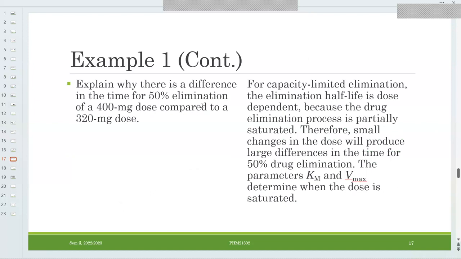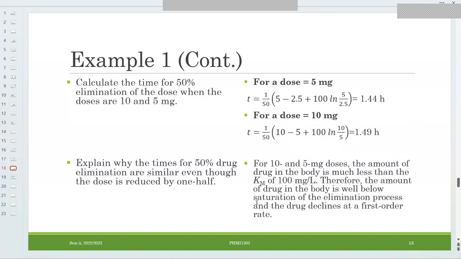Okay, so what is the explanation? It is capacity limited elimination. The half-life is dose dependent because the drug process is partially saturated. Therefore, small changes in the dose will produce large differences in the time for 50% drug elimination. Parameters Km and Vmax are the parameters that determine when the process is saturated. It depends on Vmax mainly.